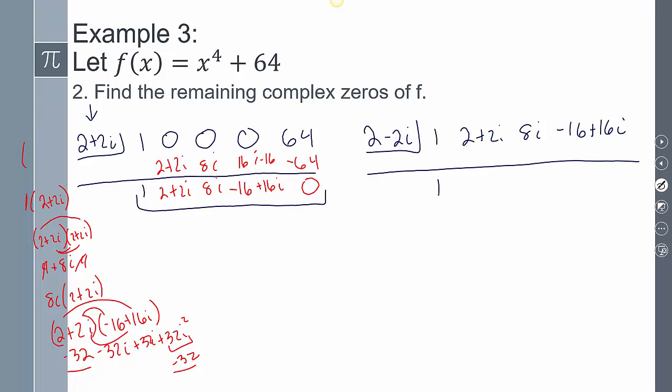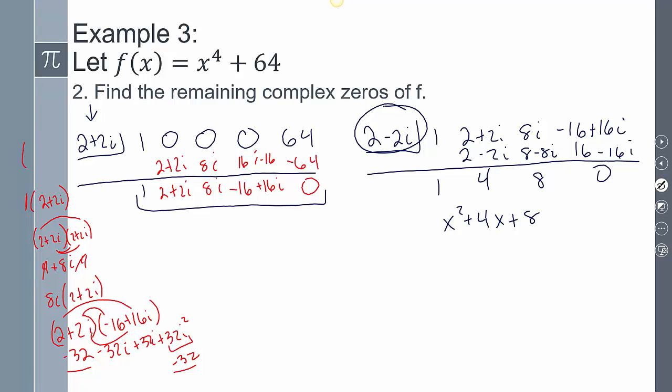So multiply these together, you get 2 minus 2i, add straight down, you get 4. So multiply those together, you're going to get 8 minus 8i. Add straight down, you get 8. Multiply those together, you're going to get 16 minus 16i. Those add together, you get 0. And so you're left with x squared plus 4x plus 8. So that's one of those factors.